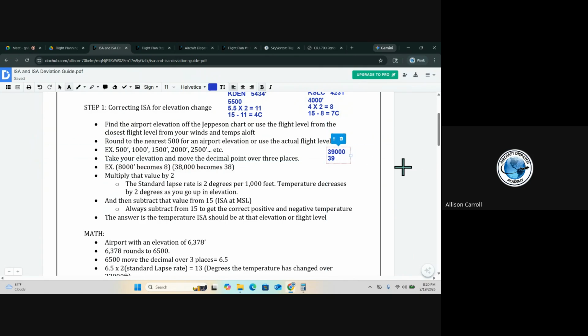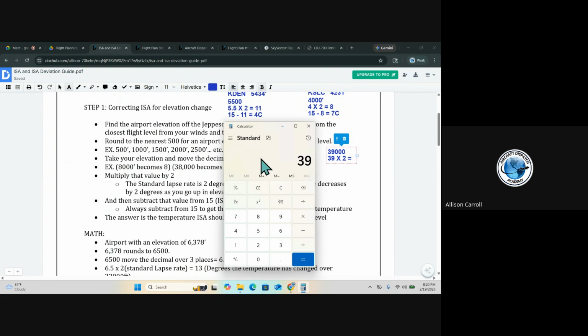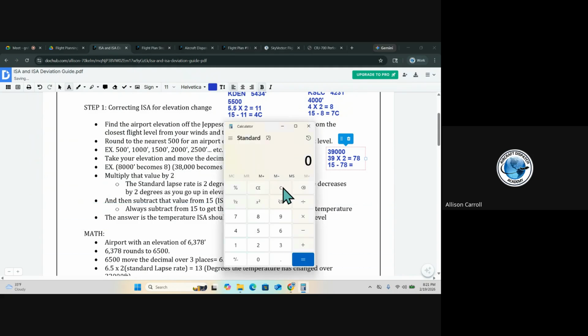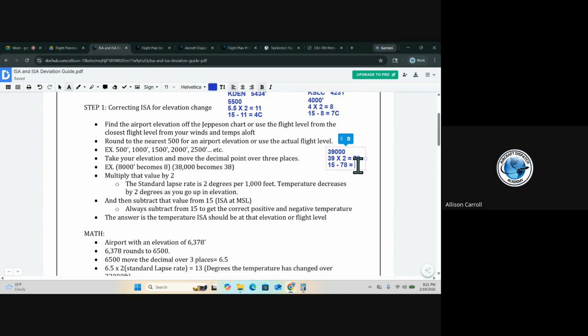Okay, we're going to take that value, multiply it by 2. It's the same process, right? I'm not even going to try to do that in my head. 39 times 2, 78. Okay, now we are going to take 78 and subtract that from 15. So 15 minus 78, negative 63. So that is what ISA should be at 39,000 feet, negative 63 degrees Celsius.